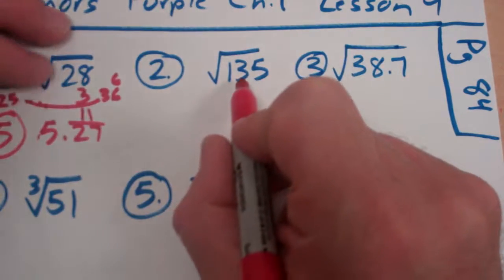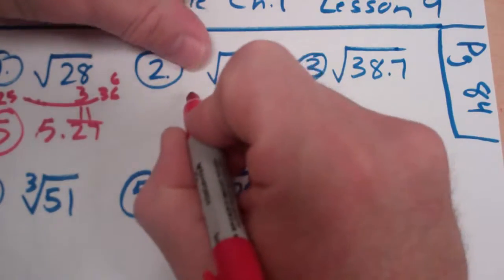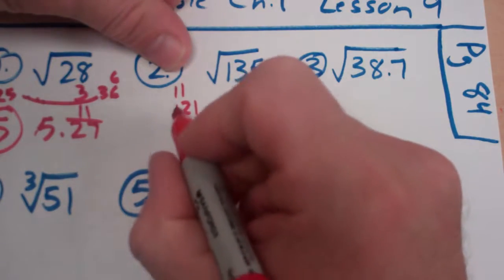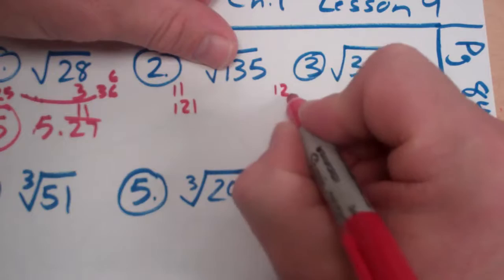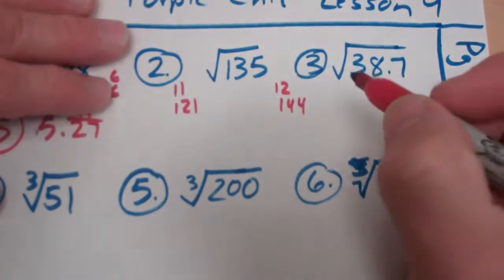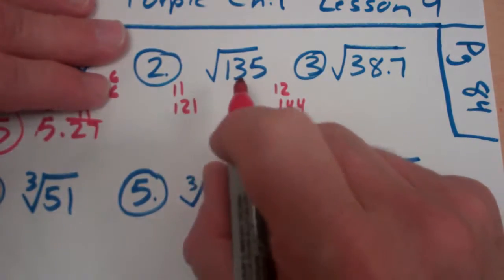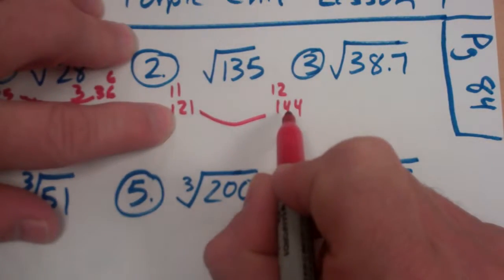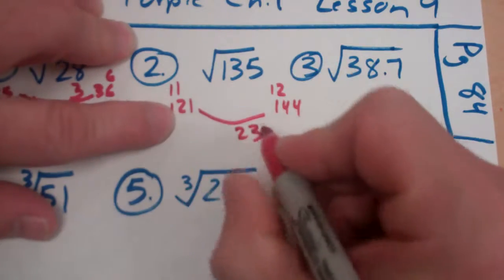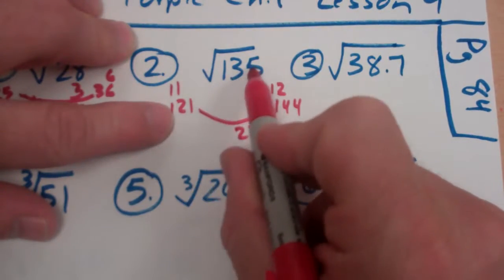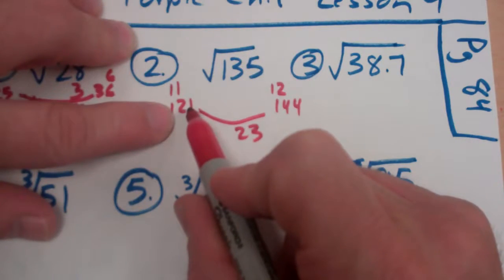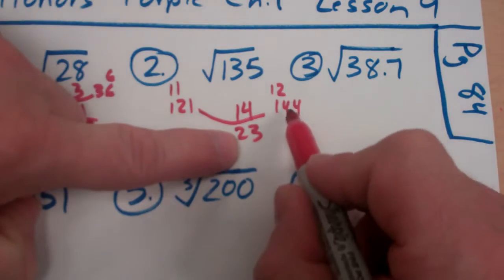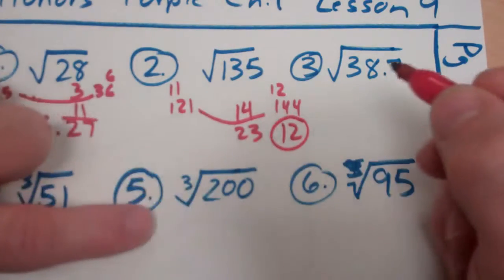Okay, so 135 is between 11 squared, which is 121, right? And 12 squared, which is 144. I'm already thinking it might be a little bit closer to the second one, so let's just check it and make sure. So between 121 and 144, when I do that subtraction problem, there are 23 numbers. If I do this subtraction problem, 135 minus 121, I'm getting 14. So see, I'm more than halfway to that next one, so this one's going to round to 12 eventually, right?